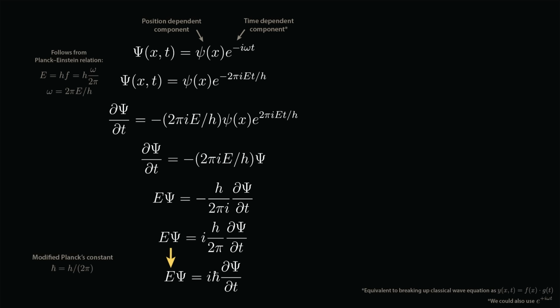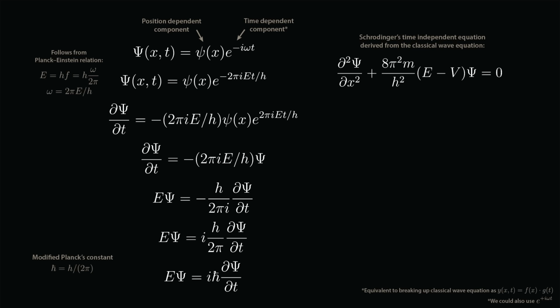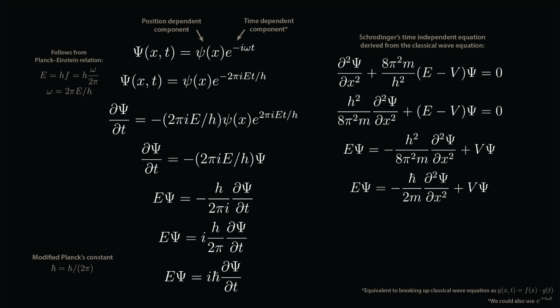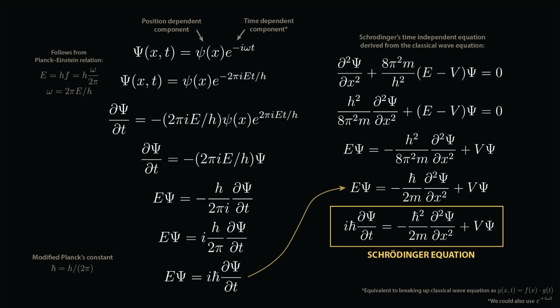Since the energy of a matter wave is proportional to its frequency by the Planck-Einstein relation, we can rewrite this complex exponential in terms of the total energy E of the wave. Differentiating, we can show that the energy of the wave times the wave function is proportional to i times the derivative of the wave function. Now, returning to Schrödinger's time-independent equation, we can isolate E times the wave function and substitute, obtaining the final modern version of the Schrödinger equation.